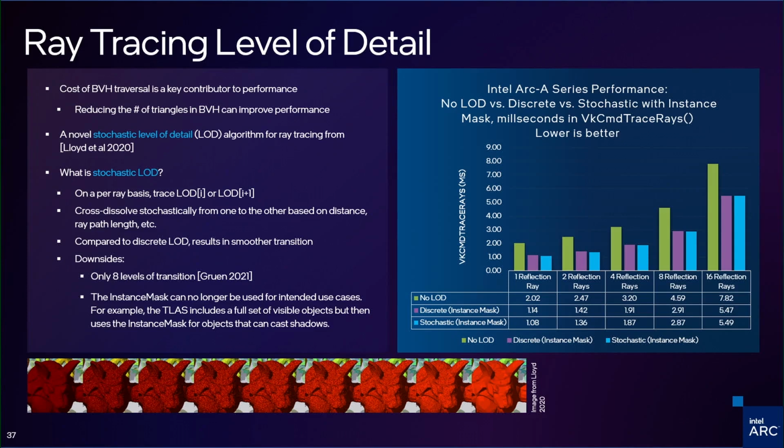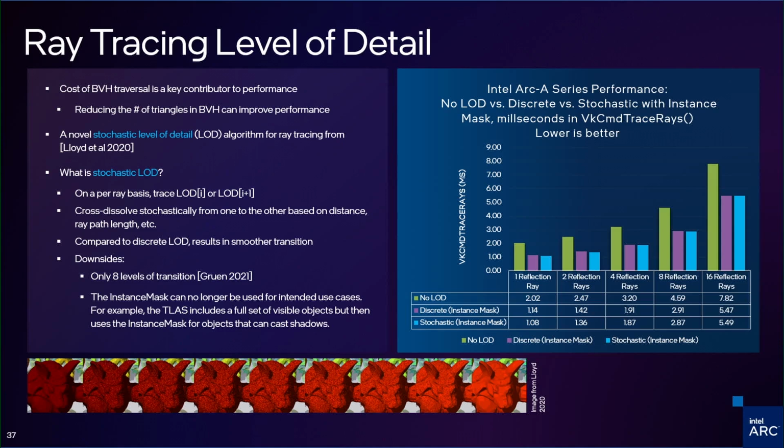However, there are some downsides to this technique. One of them is that it is limited because of how this is exposed in the DXR spec. You only have 8 levels of transition because you're leveraging the instance mask. The other downside of how this is designed is that if you use your instance mask for LOD solutions, you can't use it for some of the original intended use cases.